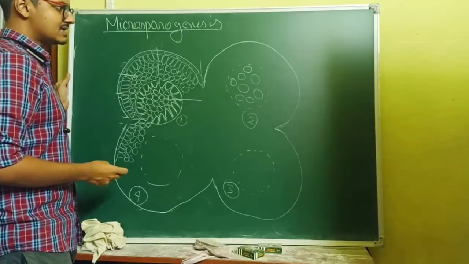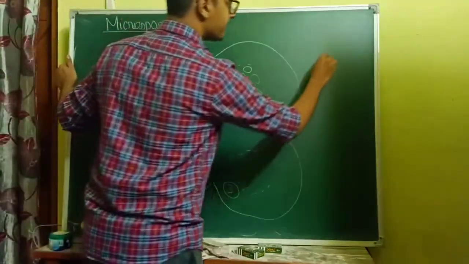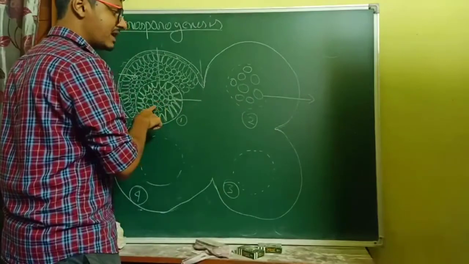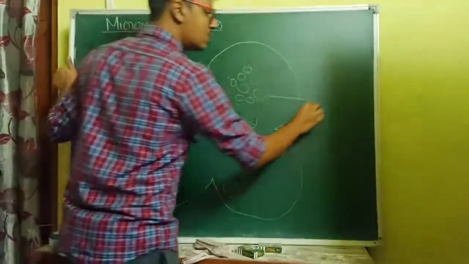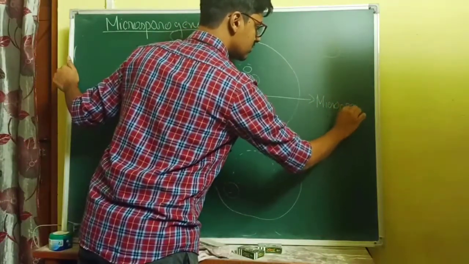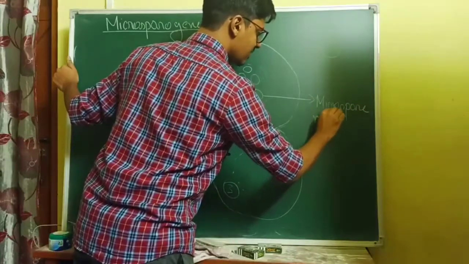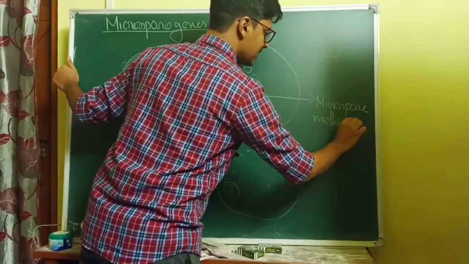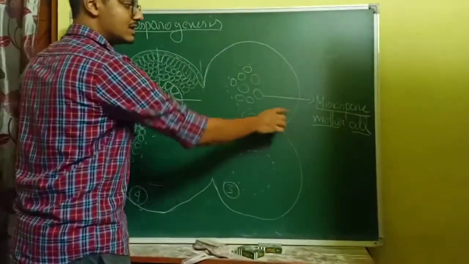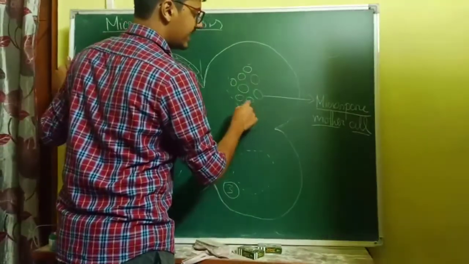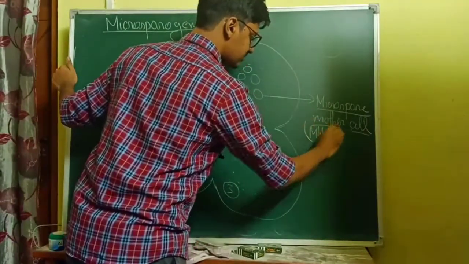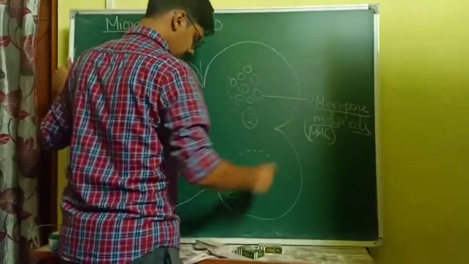Next thing what will happen? Suppose this is one cell. Another thing, when this has happened, some of the cells are being consumed, the anther has grown a little bit. We start calling it microspore mother cell, because later on it is going to give rise to the microspore. Also in short we call it MMC. Now this is our microspore mother cell.